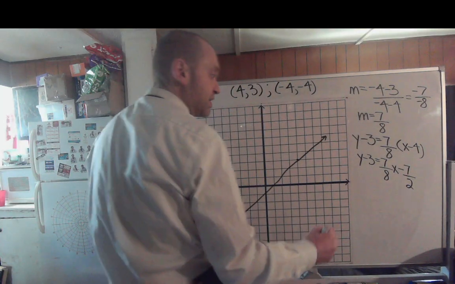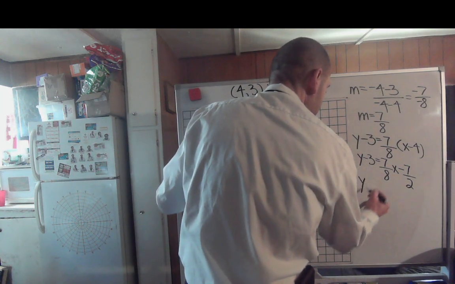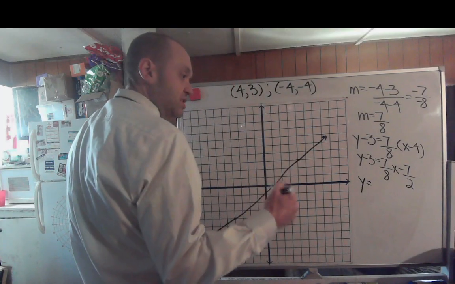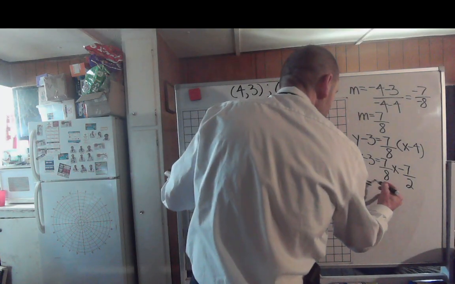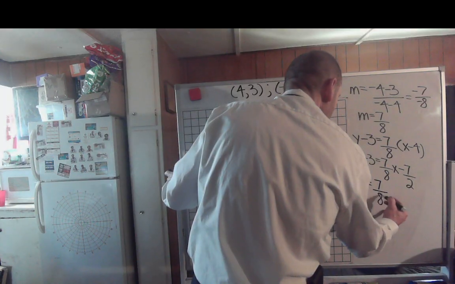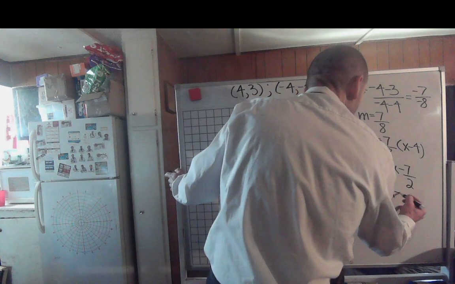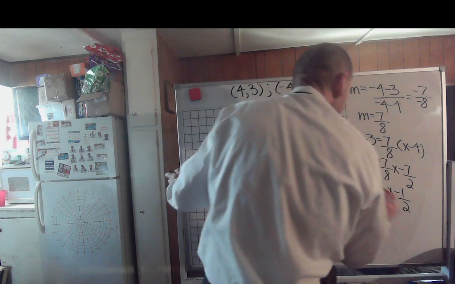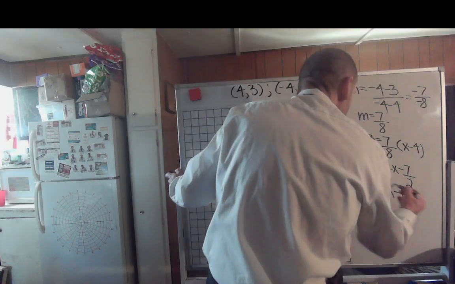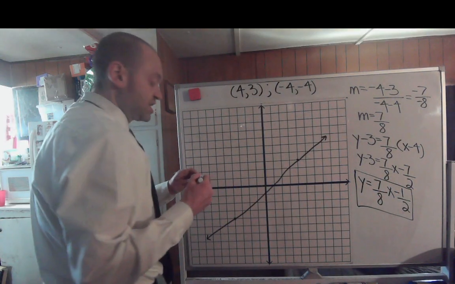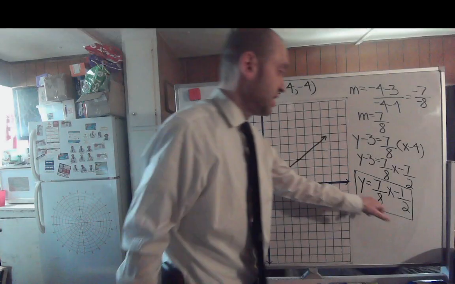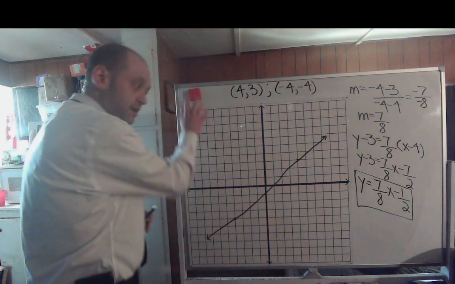We're almost there. Just get the y by itself and we have slope-intercept form. So y would equal 7/8 x minus 1/2. So the equation of this line in slope-intercept form would be y equals 7/8 x minus 1/2.